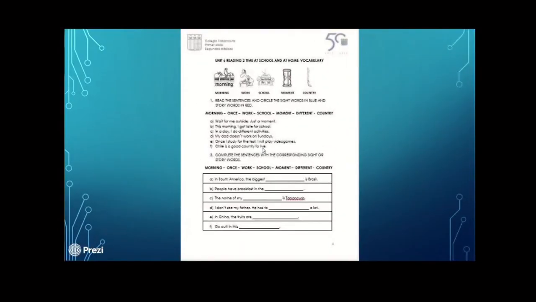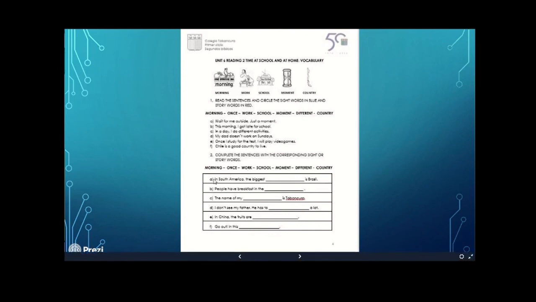vocabulary. This is side words and story words. So you're going to read the sentences and circle those side words in color blue, and the story words in color red. Very simple. Here, remember to cross the words out. And number 2, complete the sentences with the corresponding side or story words. Very simple. Same thing here.